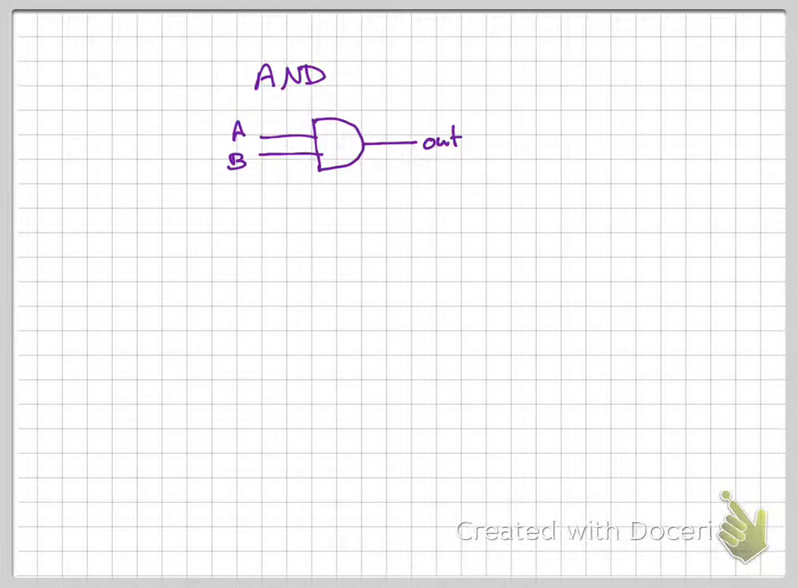What the truth table looks like for this is if we have A and B, right?